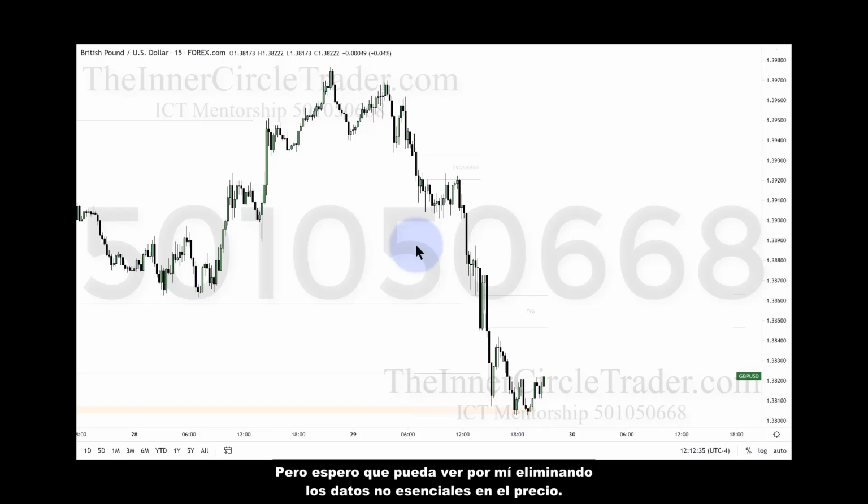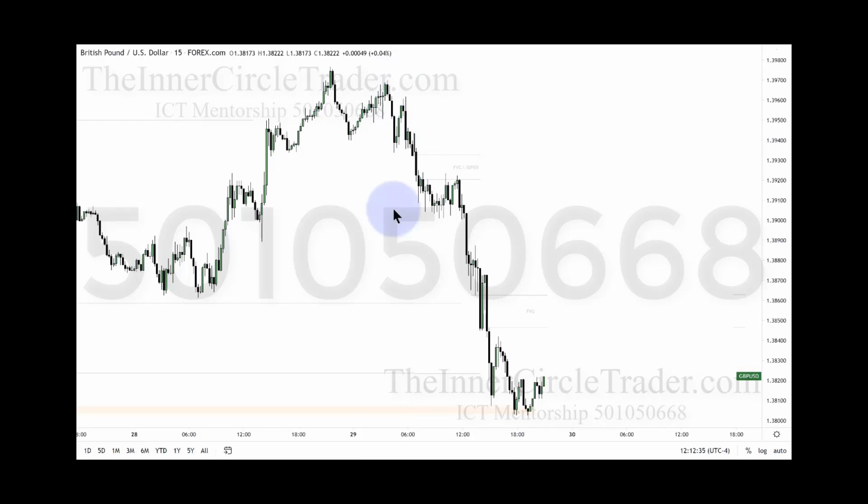But hopefully you can see by me stripping away the non-essential data in price, where it's just marking time, that if a range of data in any market stays within a defined high and low and it's just going sideways, strip all that stuff away until it leaves the range low or the range high, and you'll start seeing things much cleaner in the delivery of price. It will become obvious what's going on, because that's exactly what the algorithm's doing.